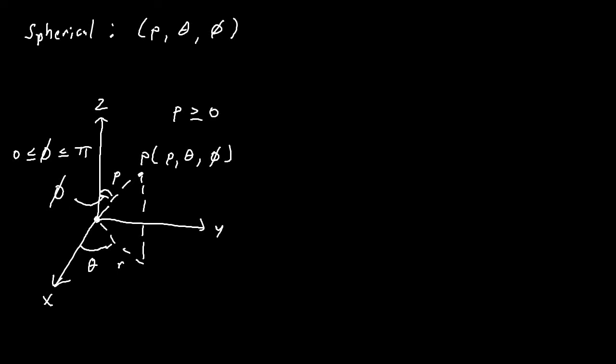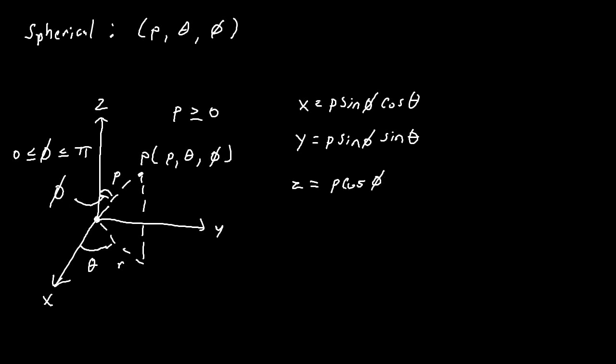And so when we convert from spherical to rectangular coordinates, we're going to use the formulas x equals rho sine phi cosine of theta, y is going to equal rho sine phi sine of theta, and then z is going to equal rho cosine of phi. And we can also use the equation rho squared equals x squared plus y squared plus z squared.